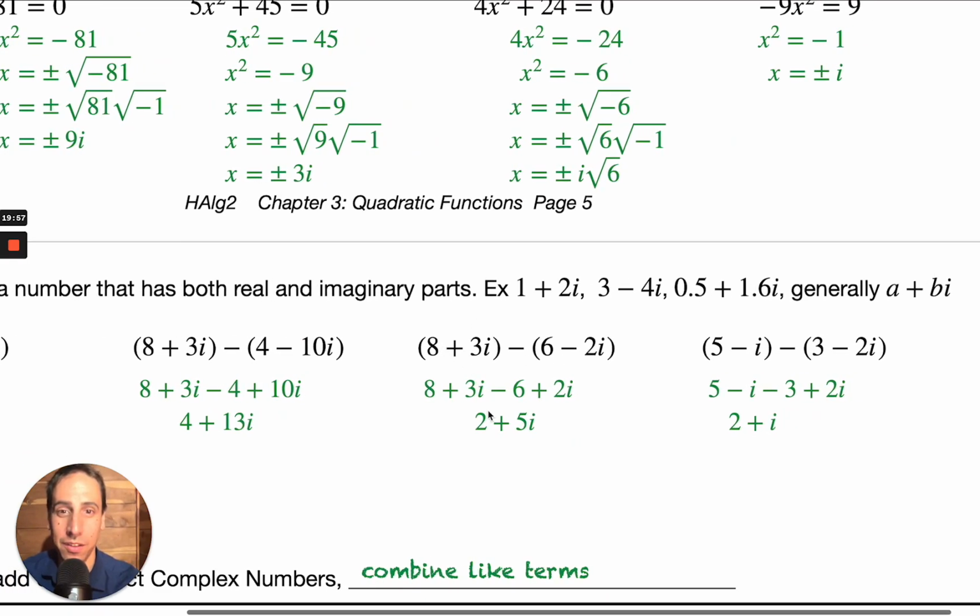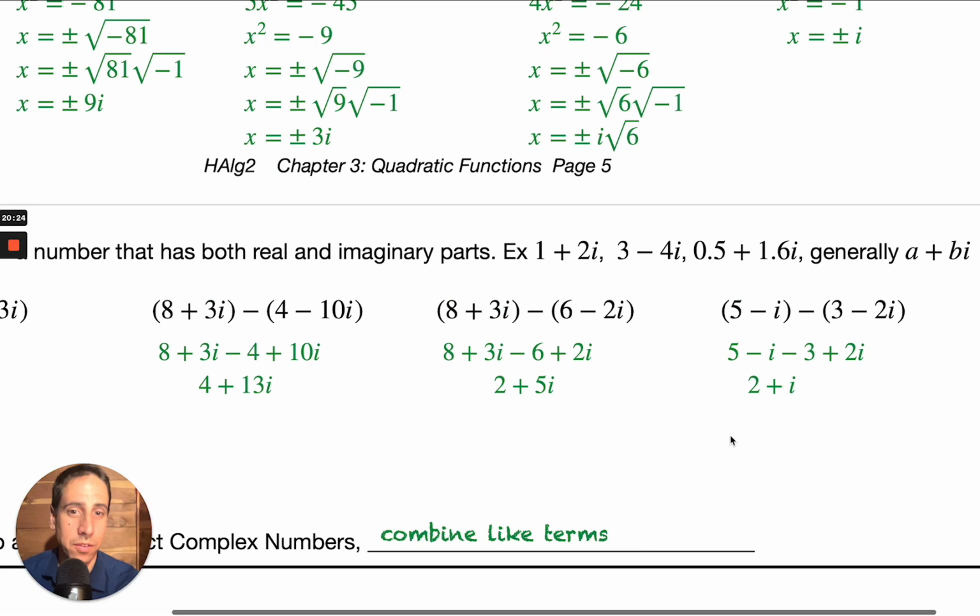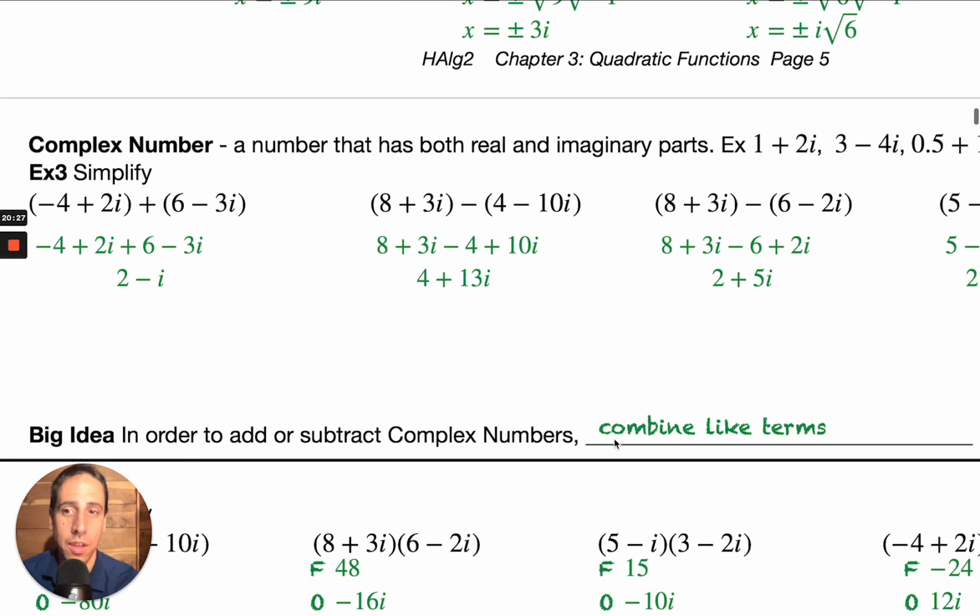8 minus 6 is 2. 3i minus negative 2i is going to be, here's the new thing. With subtraction, you can distribute the subtraction, just like you do with regular parentheses. Distribute the subtraction, this becomes minus 6, and this becomes plus 2i. Very important here. A lot of students forget this. Minus becomes plus. So this is 2 plus 5i. 5 minus i minus 3 plus 2i, and these combine to 2 plus i. So generally, in order to add or subtract complex numbers, you want to combine like terms.